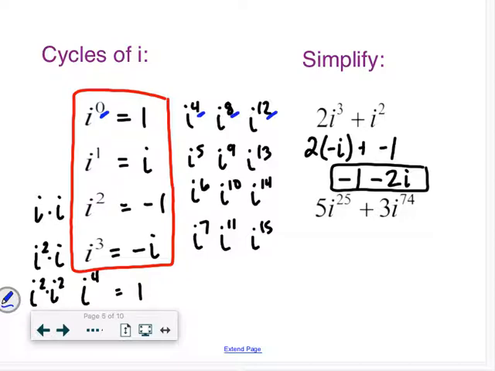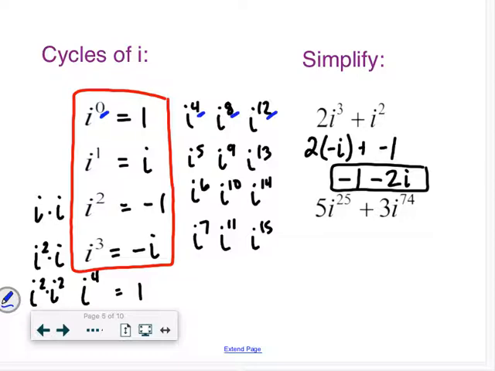The remainder is 0. Divided by 4, the remainder is 0 every single time, right? 32 divided by 4 is 8. So if you can divide your exponent by 4 and its remainder is 0, then it is i to the 0.